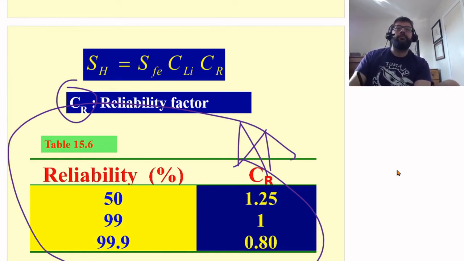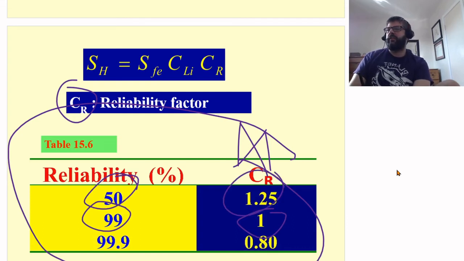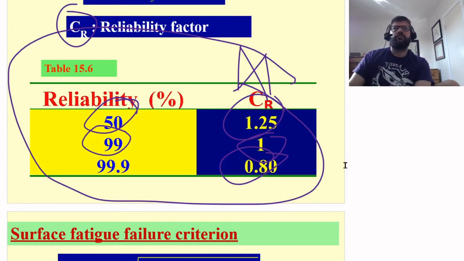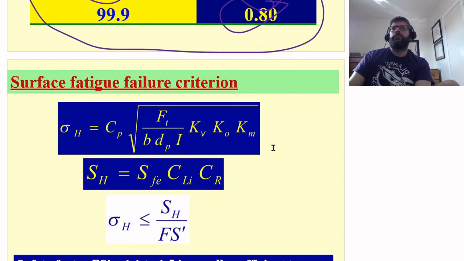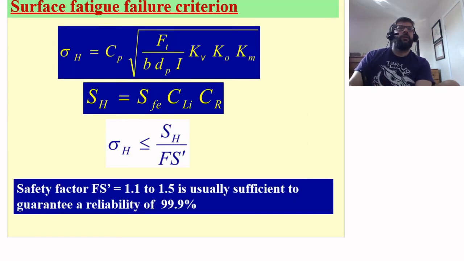So anyways, if we're aiming for 99% reliability, we use a C_R of 1. If we're only going for 50% reliability, C_R of 1.25. If we're going for 99.9, 80%. So we got those, again, mean strength, calculated based upon what we saw previously.